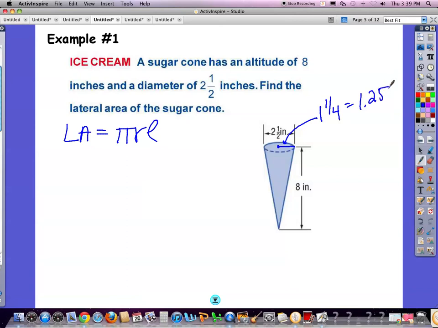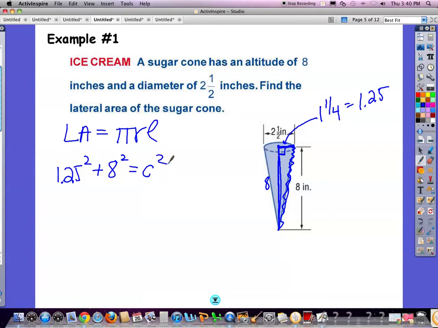Okay, we do also need to find the slant height. The slant height is from here to here. Now, interestingly enough, I could form a triangle out of this. This is 8, this is 1 1/4. So then I can use Pythagorean theorem to find my slant height. So a squared plus b squared equals c squared. All right, so let's figure out what that is. We got 1.25 squared plus 8 squared equals c squared.